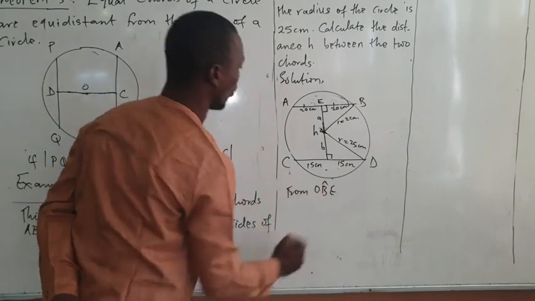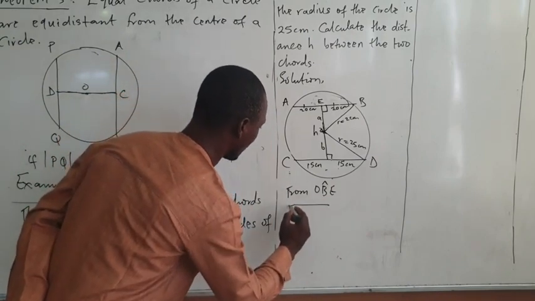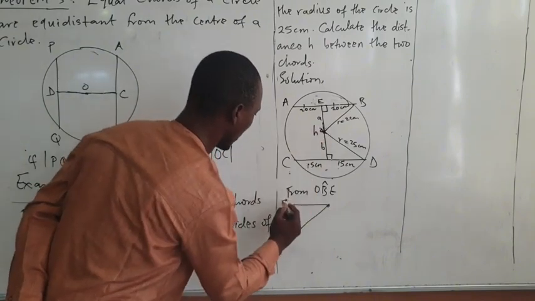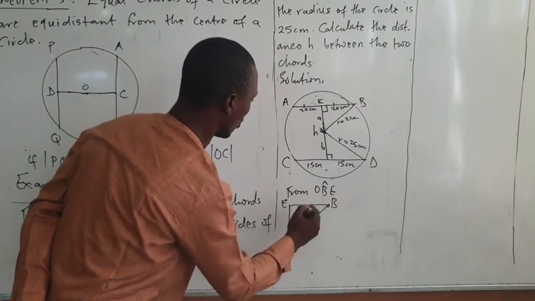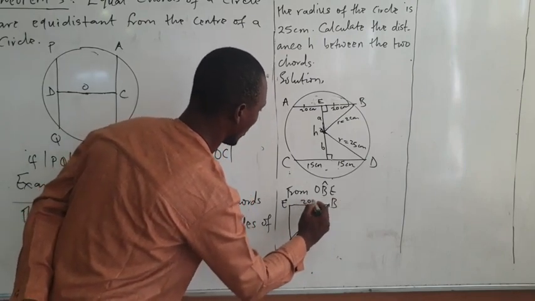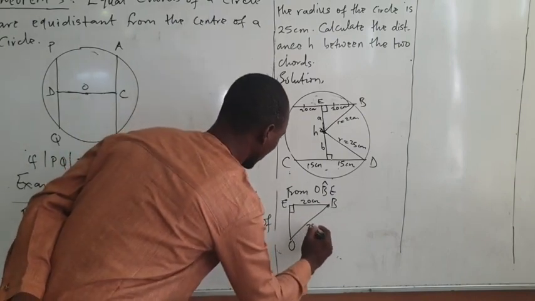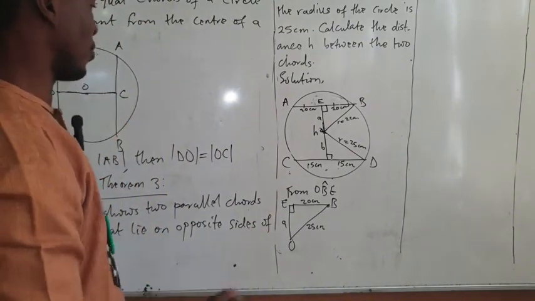From triangle OBE, right angle triangle OBE. So we have this right angle triangle. This is E, we have O here, we have B here. So the length BE is 20. Then the angle here is a right angle. Then the radius is 25 centimeters. Then small a we don't know.